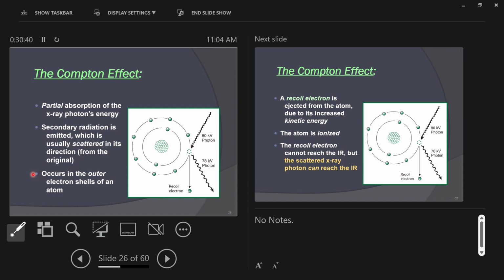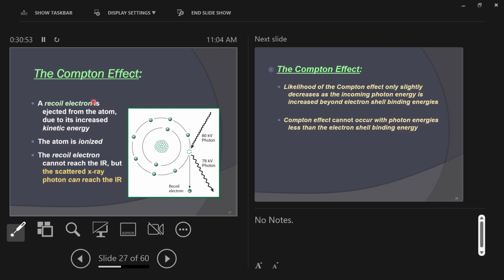Is the atom ionized after this interaction? Yeah, it's ionized and the electron got ejected. But importantly, we now still have a leftover photon. The recoil electron is ejected from the atom because we gave it increases in kinetic energy. The atom is ionized. The electron ejected from the atom cannot reach the image receptor, but the scattered X-ray photon can.